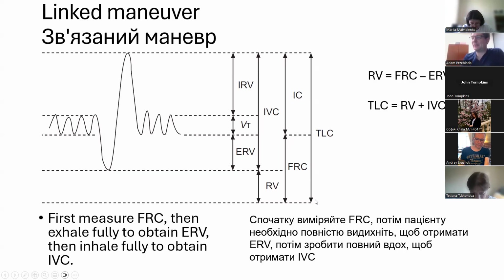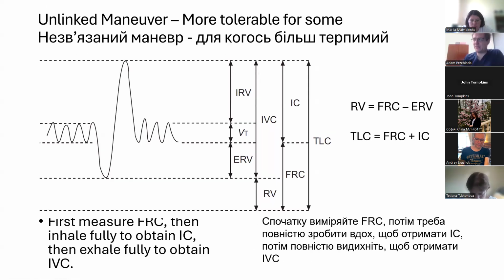So this is called the linked maneuver. It's probably the most accurate. It is a little bit difficult for people with severe obstructive lung diseases to do, because when they measure this volume, typically patients don't want to exhale right afterward. They prefer to inhale. But if you can do it, this is the preferred measure. And I'm going to go over this in more detail as we continue.